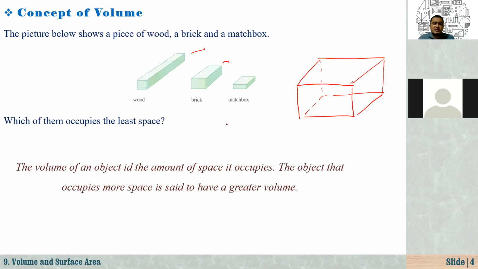Anyway, to compare these things, which of them occupies the least space? How do we answer this question? We need to know their volumes. If we calculate the volume, how much space they occupy, then we can compare which one occupies more space or which one occupies the least space. So the volume of an object is the amount of space it occupies. The object that occupies more space is said to have a greater volume.